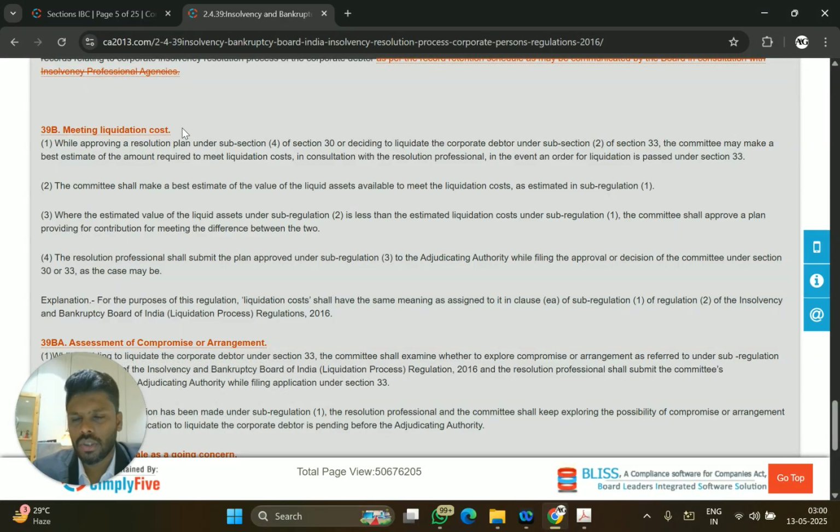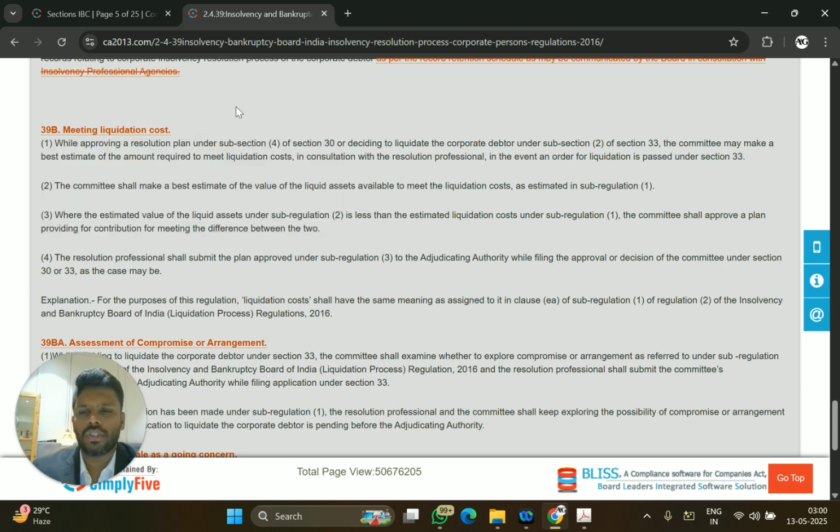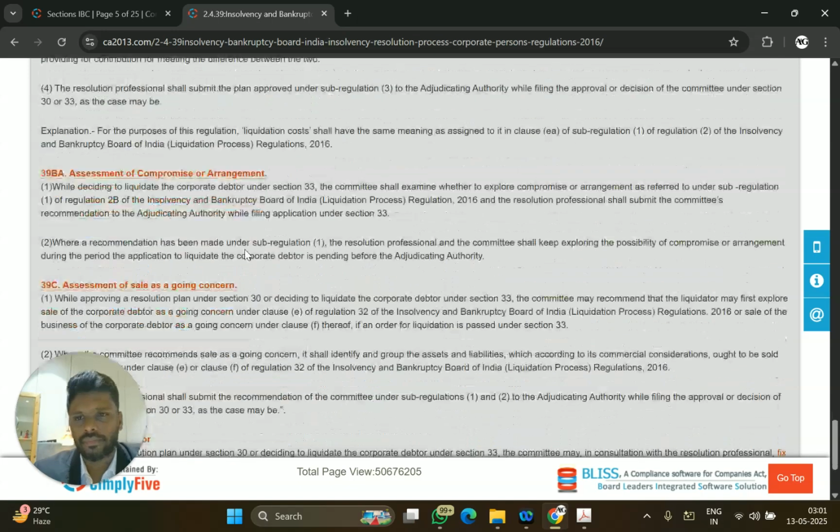39B deals with meeting of liquidation cost. What is this? If the COC wishes to continue and put the company into liquidation, how does the COC decide to meet the estimated liquidation cost, and what plans will the COC execute in meeting the liquidation cost? That plan they have to set here.